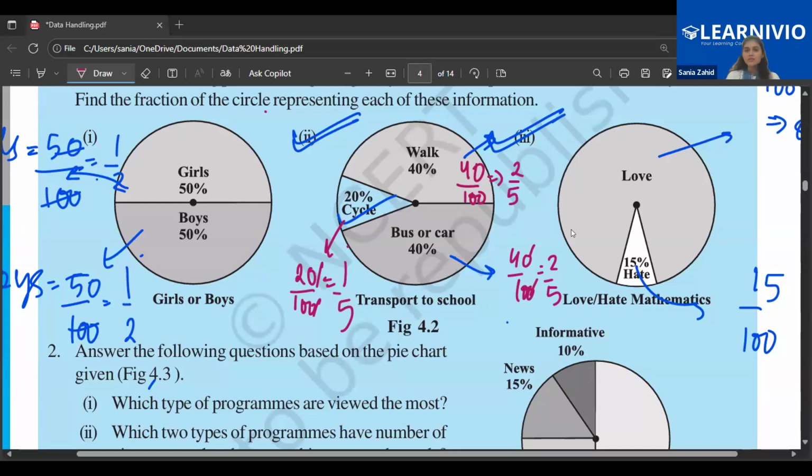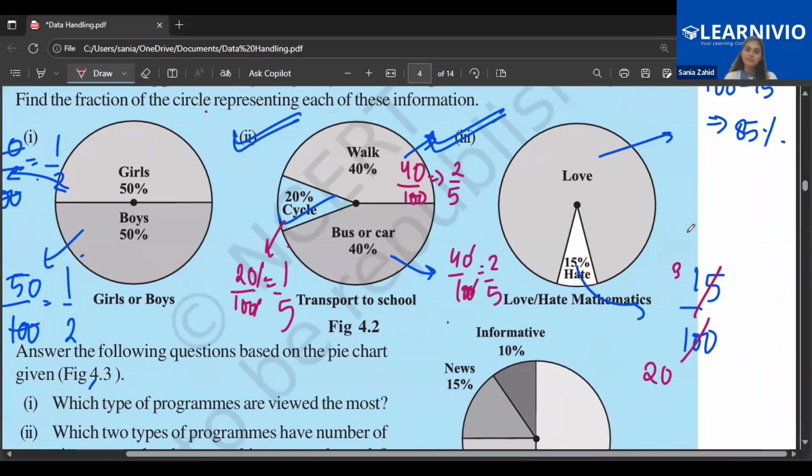Now next is children, love and hate mathematics. This one I already solved. So 15 by 100, when you simplify, what do you get? Ma'am, 3 by 20. Very good. And when you simplify 85 by 100, what do you get? Ma'am, 17 by 20. 17 by 20. Okay, Karen.